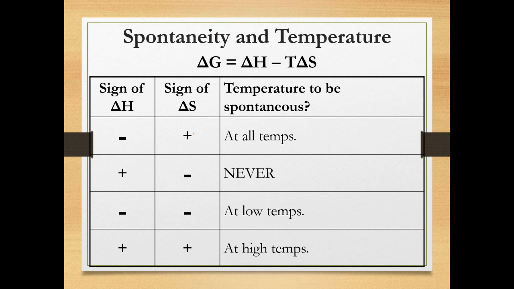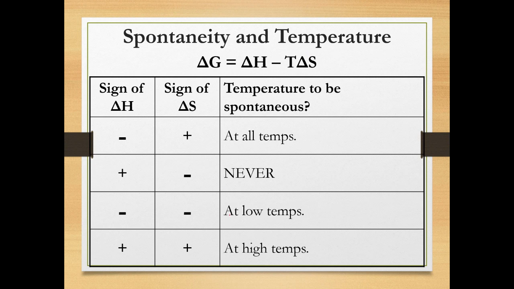Those are kind of the easy situations because it's obvious what sign delta G would be if these conditions existed. But what about if both of them were negative? If delta H was negative, that would help make delta G negative. But if delta S is negative also, minus a negative makes this positive. So with a negative and a positive, we don't know if delta G is going to be positive or negative.